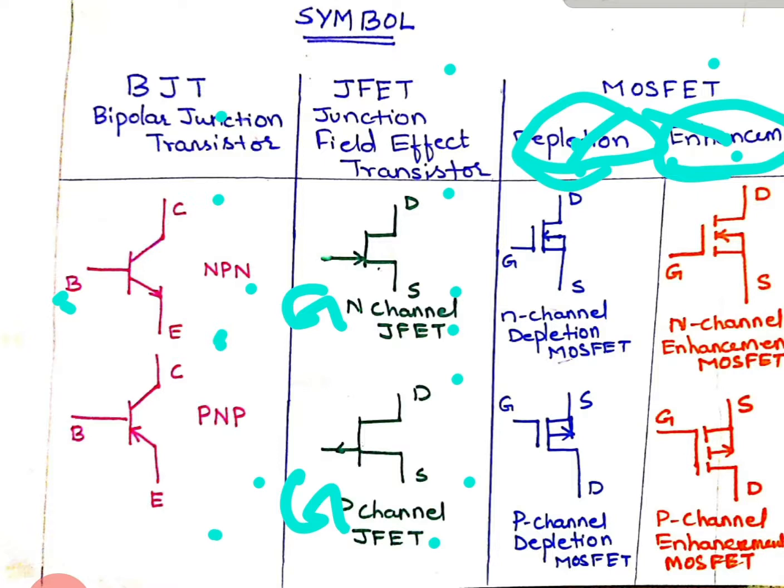Here it is N channel, and the symbol is the same, but you see that here the channel is continuous, and here the channel is discrete because the channel is not present. The difference between the N channel depletion MOSFET and P channel depletion MOSFET is the arrow mark. Whereas the difference between the N channel enhancement MOSFET and P channel enhancement MOSFET is again the symbol. By the symbol you can recognize whether it is an N channel or P channel MOSFET, whether it is an enhancement or a depletion MOSFET, or if it is a JFET or a BJT transistor.